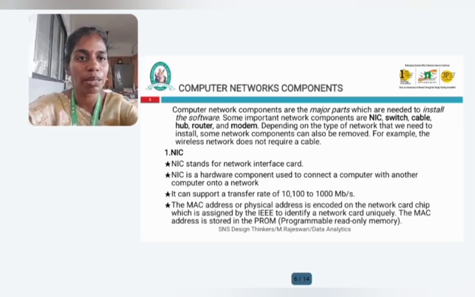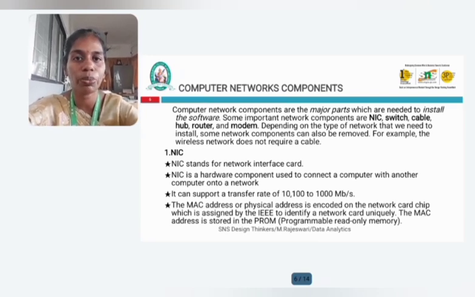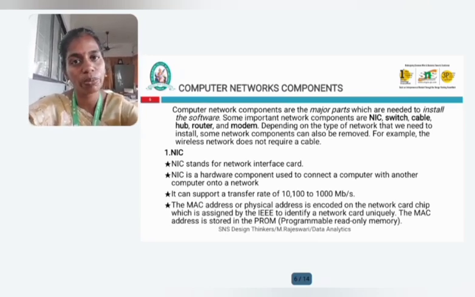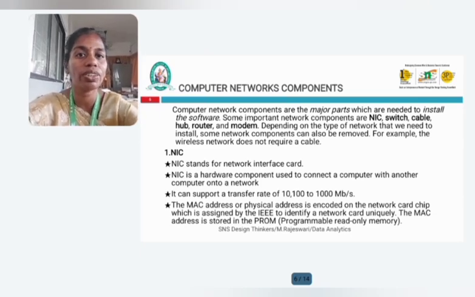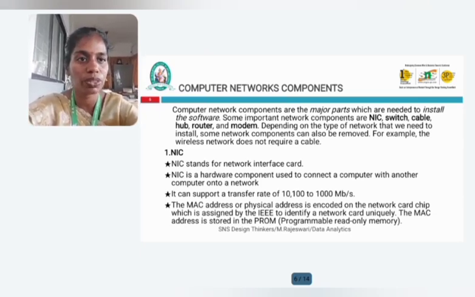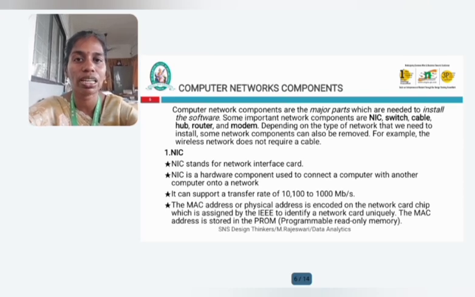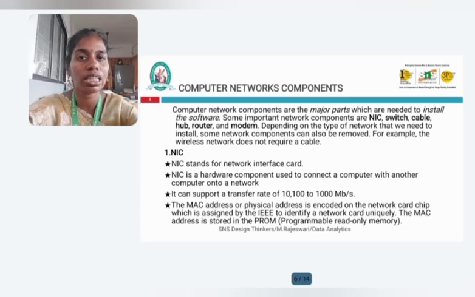These are all the basic components which are required to set up a computer network. Depending on the type of network that we need to install, some network components can also be removed. We don't need to use all these components to set up the computer network. Based on our requirement we can select any of the components and create our own computer network. For example, a wireless network does not require a cable. Nowadays we are using wireless networks, and while using a wireless network we do not require any cable. So we can skip this component while creating the computer network.